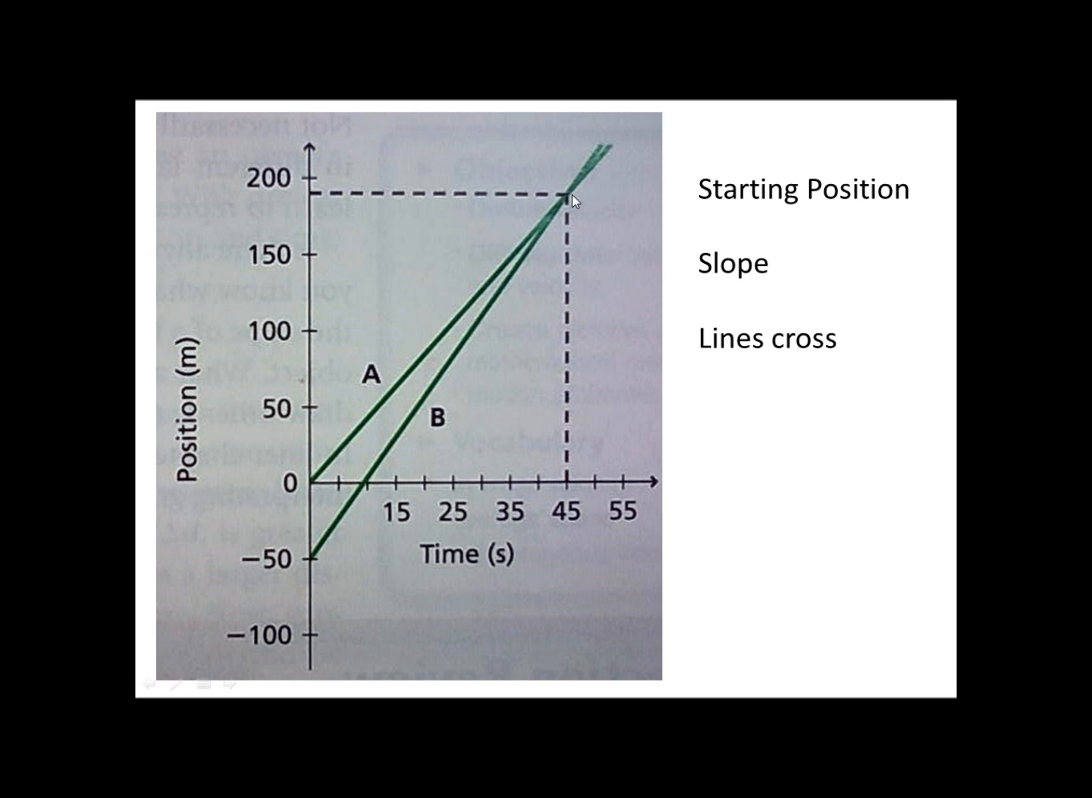Let's talk about this point up here where these lines cross. At this point, the objects are at the same position at the same time. So that literally means that particle A has caught up with particle B, or rather, particle B has caught up with and is passing particle A. Whenever we see position time graphs cross, that means the two objects are next to each other for an instant.